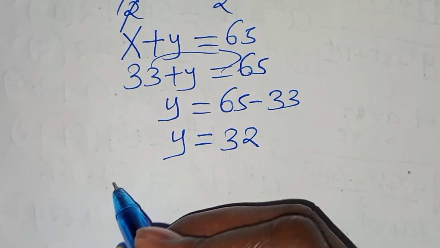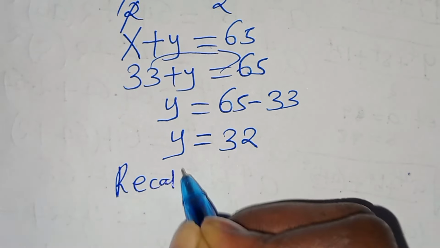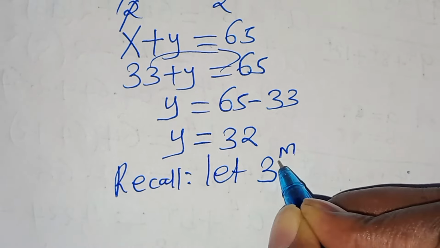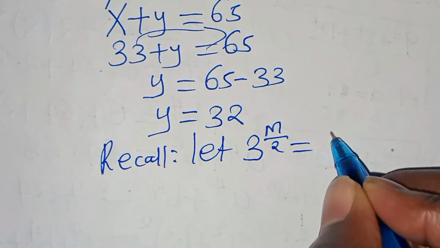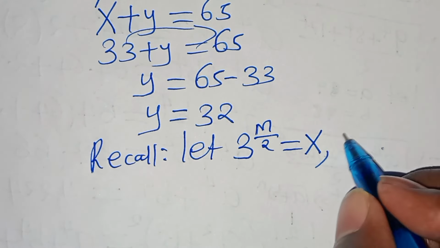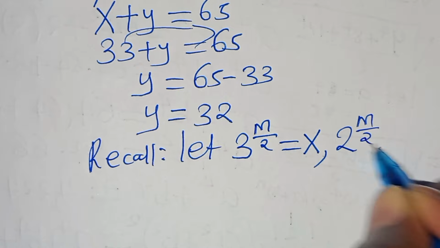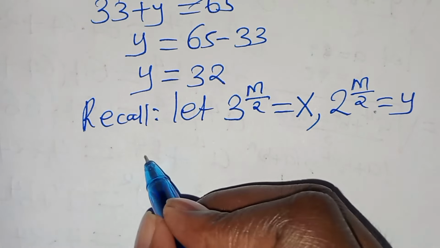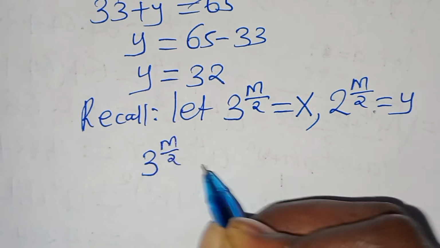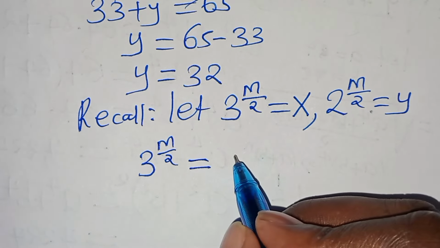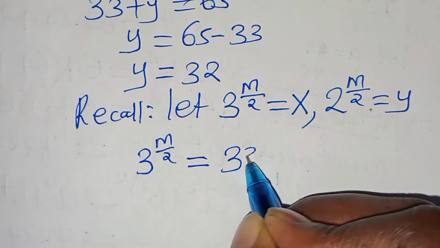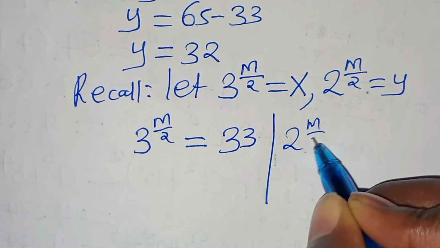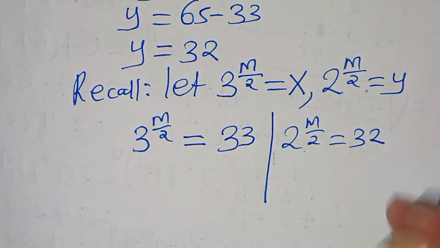So now, if you recall, we are saying that let 3 raised to the power of m over 2 be equal to x, and let 2 to the power of m over 2 be equal to y. So now we can equate this. We have 3 to the power of m over 2, which is equal to x, which is equal to 3 to the power of 3. And then we have 2 to the power of m over 2, which is equal to 32.